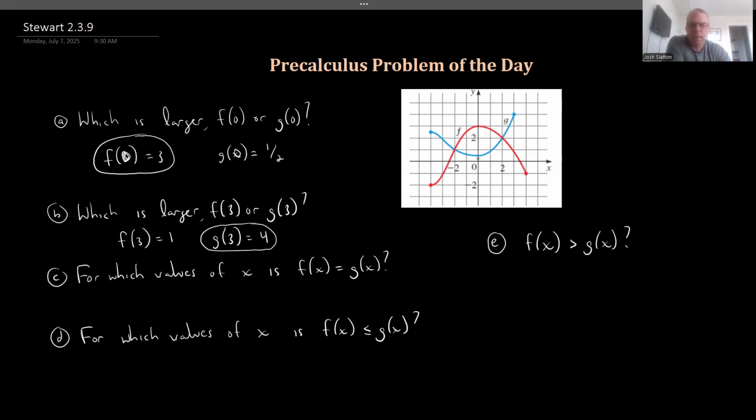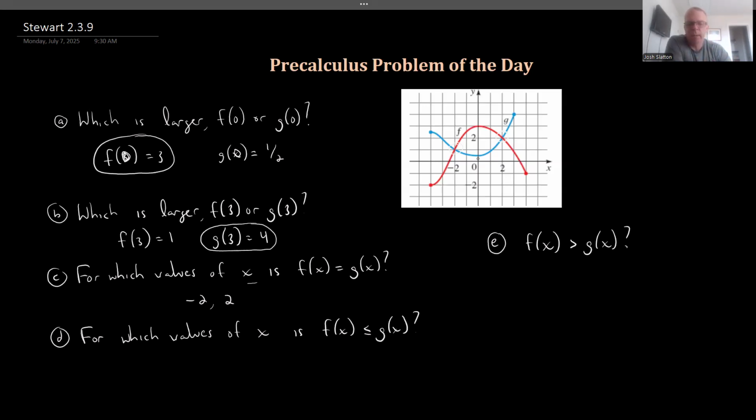Now, for part C, for which values of x is f of x equal to g of x? Here we just need to find where they cross, and we're looking for the values of x. They cross here and here, so that would be at x equals -2 and x equals 2. You're just looking for wherever those two lines intersect. And that's all there is to that.